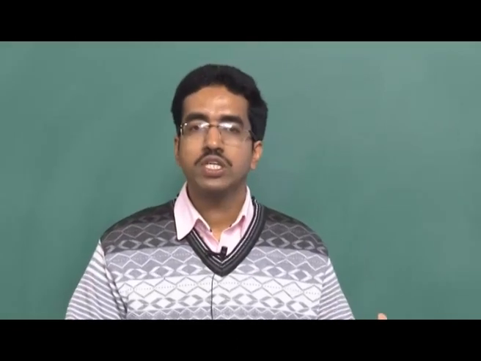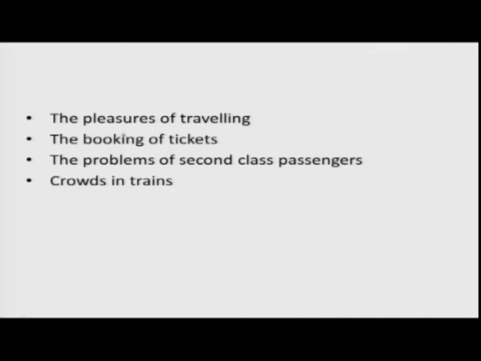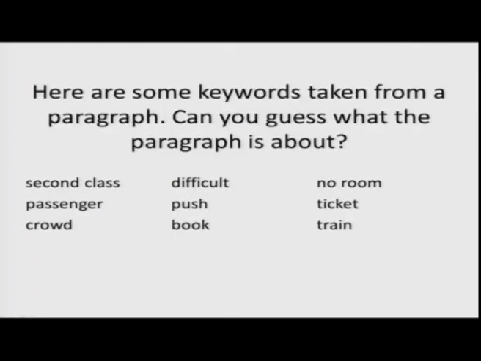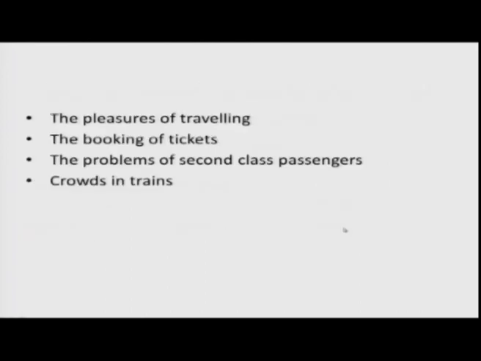So, here are options. Let us look at these options. The original text, is it about the pleasures of travelling, the booking of tickets, the problems of second class passengers, or crowds in trains? Now, let us come back to the first one. Is it about the pleasures of travelling? So, let us go back to our list. Do you anywhere here find pleasure? We do not find it.